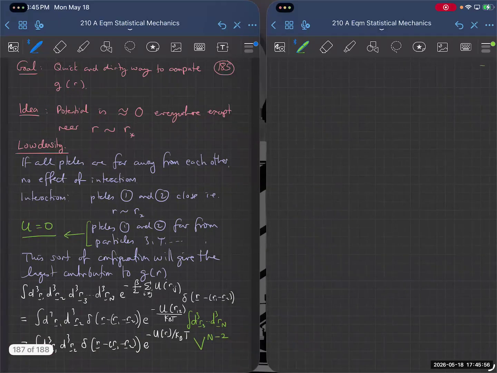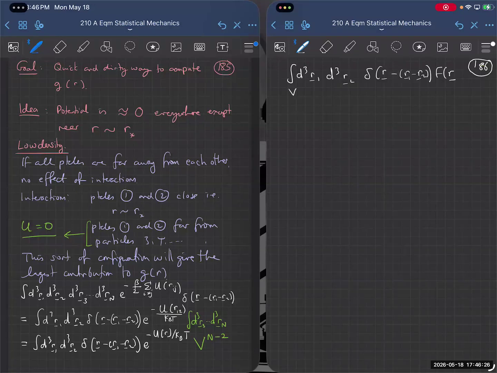Now, this first term also simplifies. So this integral, d3R1, d3R2, both over the volume of the system, delta of R minus R1 minus R2 times any function of R12, I claim that this is equal to V times f of R. So why do I claim that?